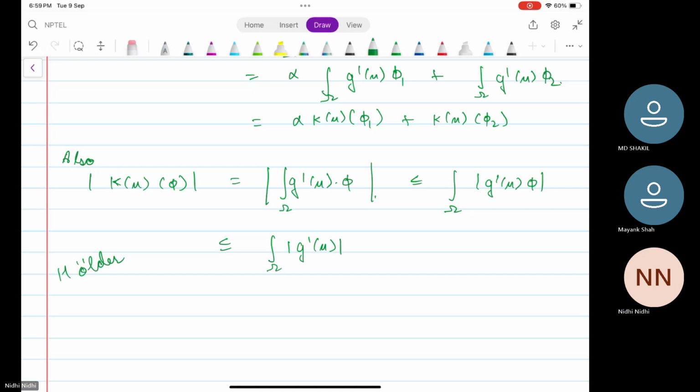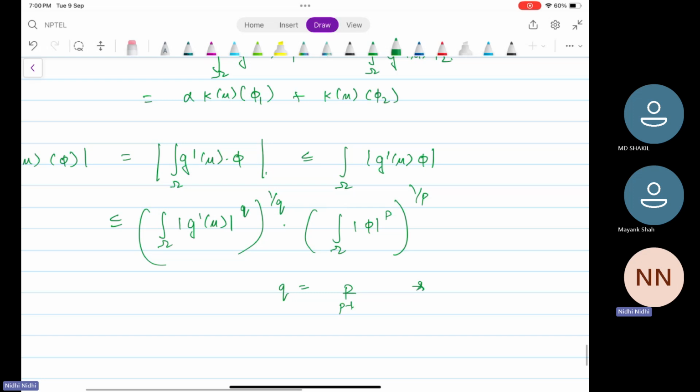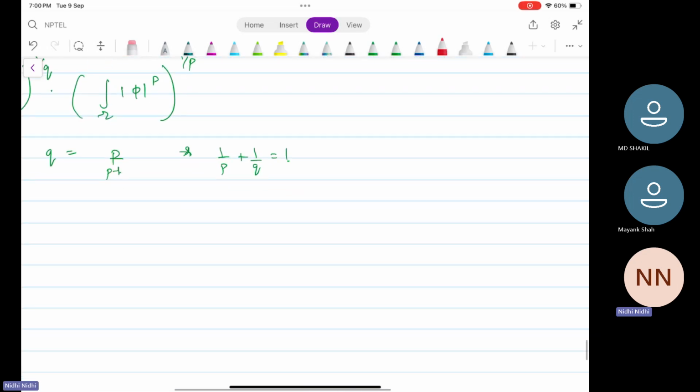That's u to the power p, so take this q, 1 by q, and then we have the L^q norm to the power 1 by q and the L^p norm to the power 1 by p, where p and q are such that 1 by p plus 1 by q equals 1. Now since p we had already taken, p is fixed, so I'll take q equal to p upon p minus 1. Taking q in this way, we get 1 by p plus 1 by q equals 1. I'll just write the Hölder's inequality.